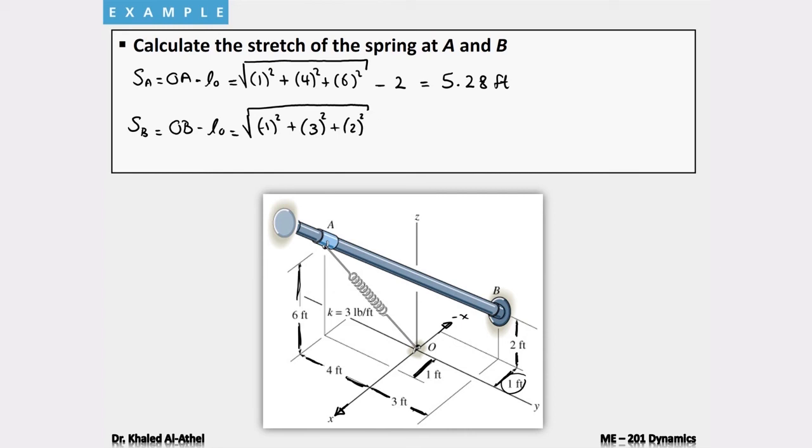So back to this point, this is OB minus the unstretched length, which is 2. This should give me 1.74 feet. So now I have SA and SB. All I need to do now is compute the elastic energy of the spring.